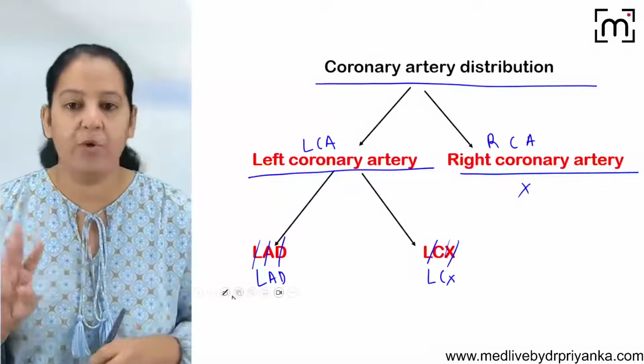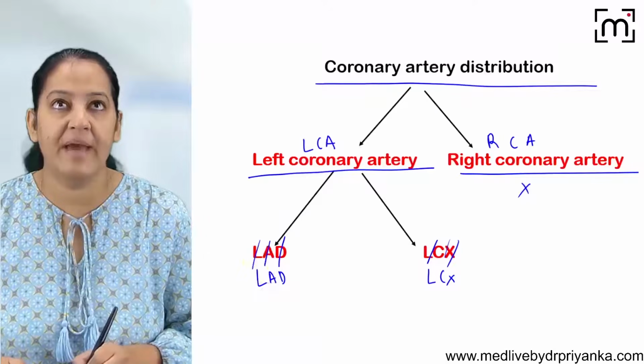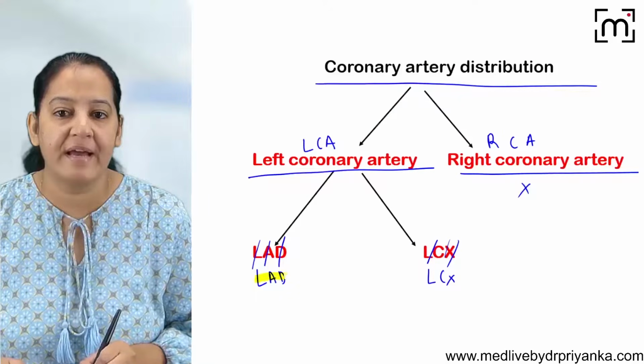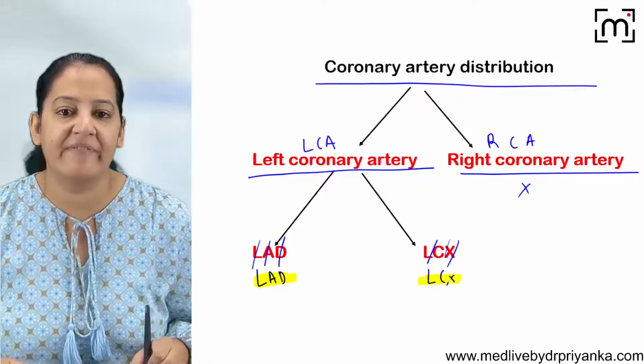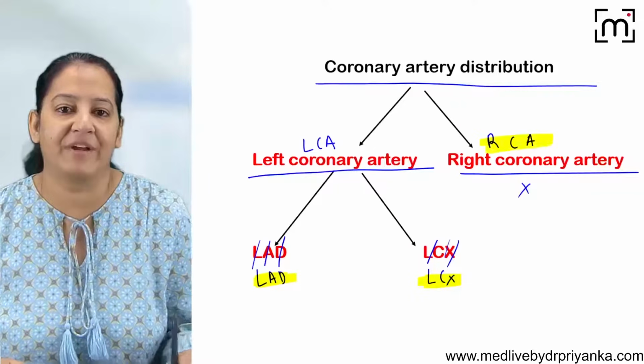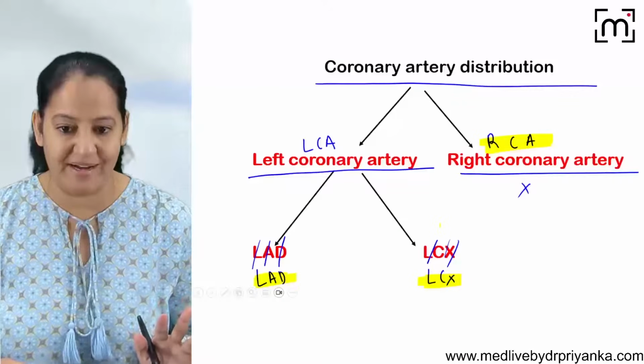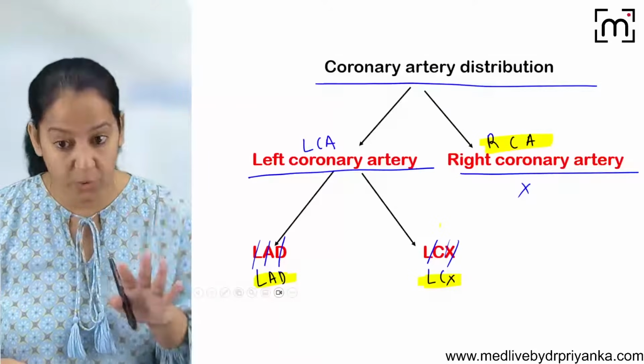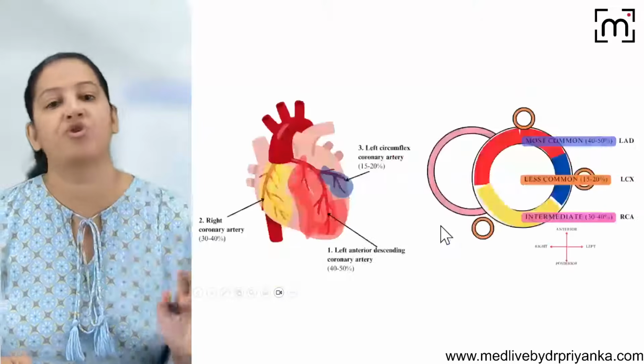So in total 3 coronaries are there. How many coronaries are we having? We are having 3 coronaries: left anterior descending, left circumflex and right coronary artery. Now you have to see which coronary is supplying which portion of the heart.